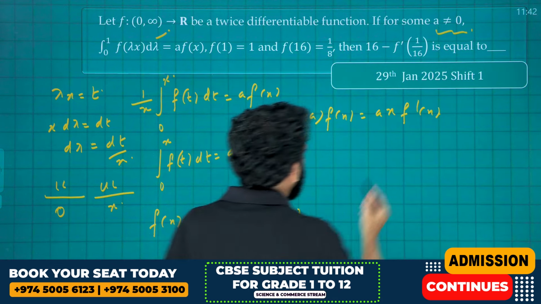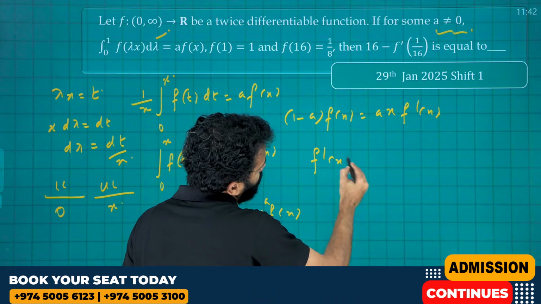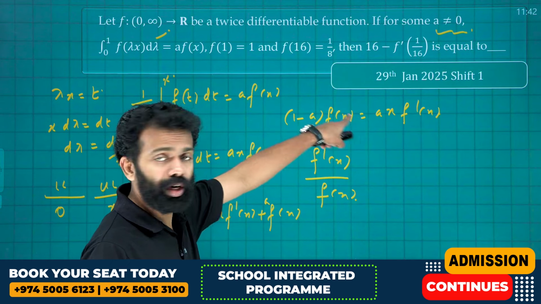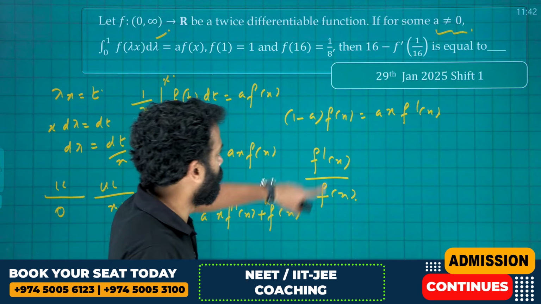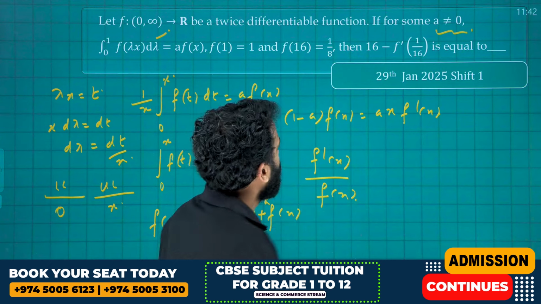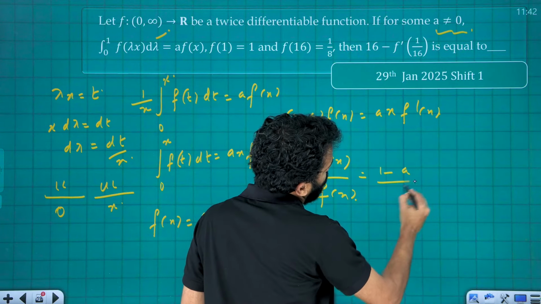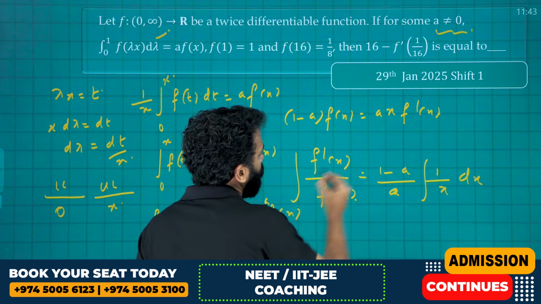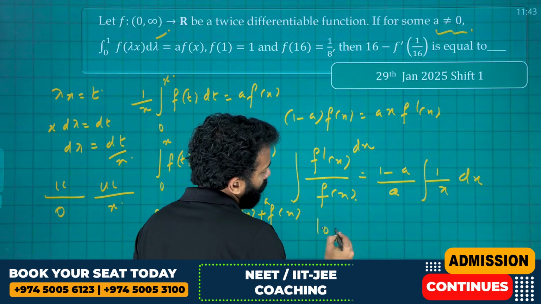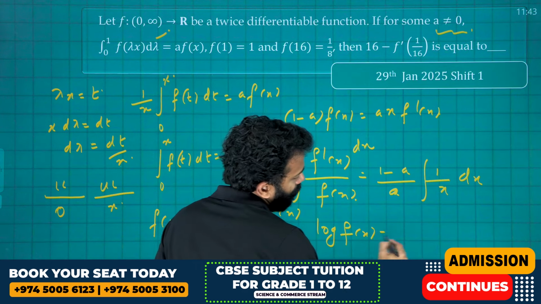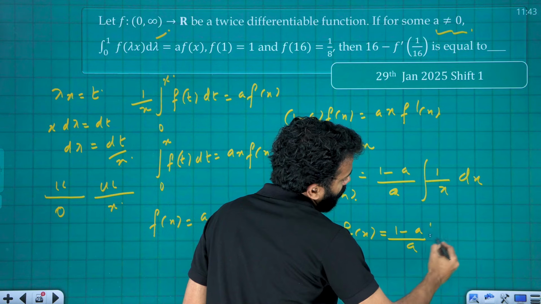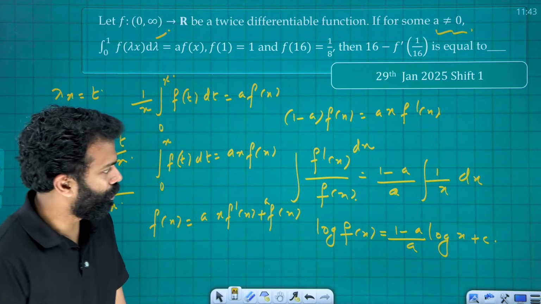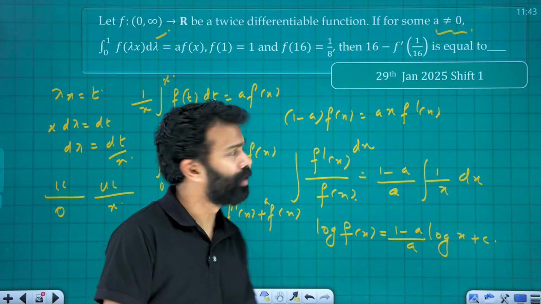So assemble it like f dash of x divided by f of x. It is in variable separable form. Hope you identified that it is reduced to a differential equation right now. f dash of x by f of x is 1 minus a divided by a into 1 by x. Over here also you can integrate, and over here also you can integrate. Therefore, it becomes log f of x is equal to 1 minus a divided by a into log x plus c.